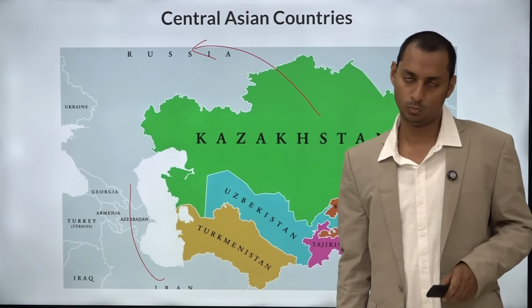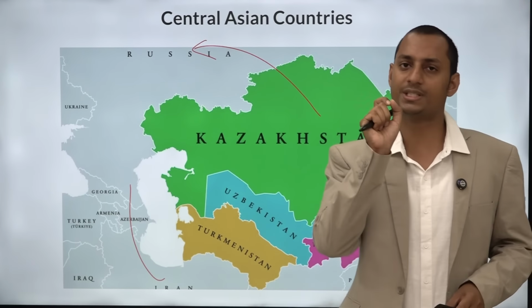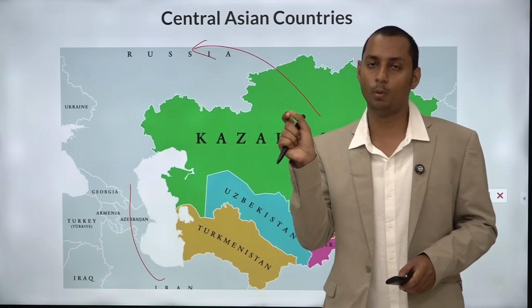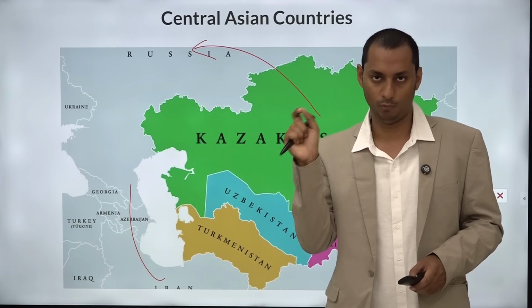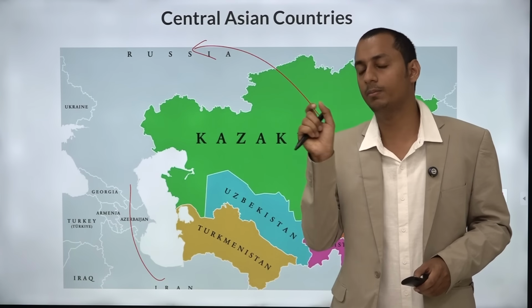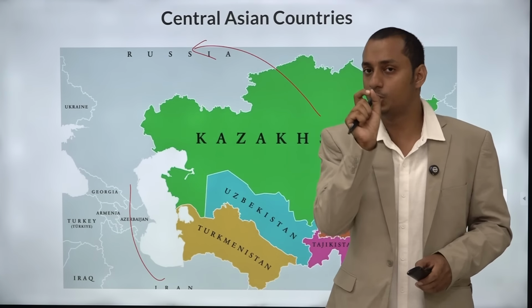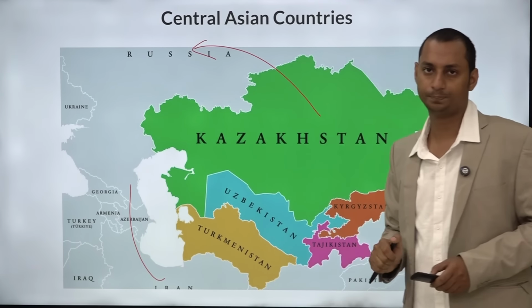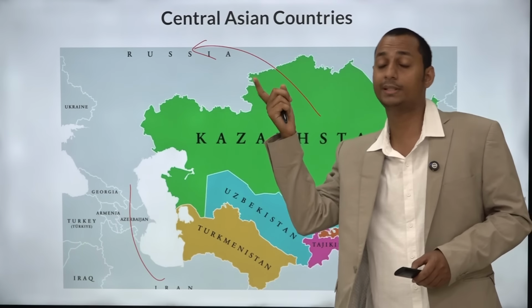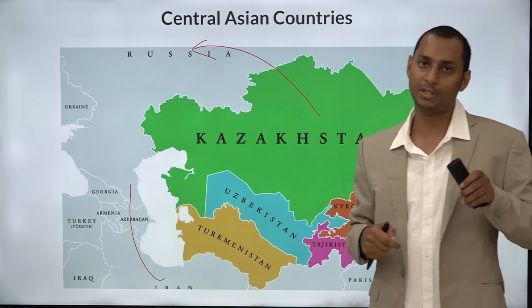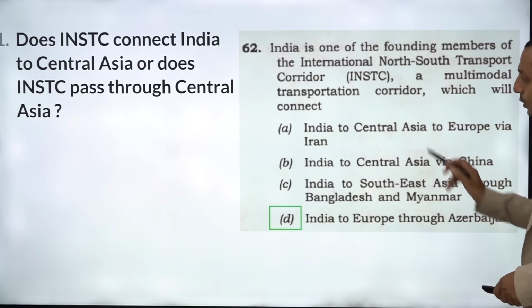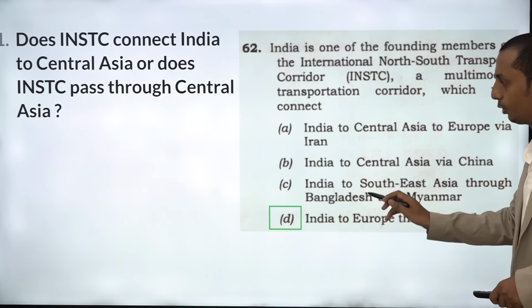So if UPSC had given that it connects India to Central Asia and Europe, it would have been more correct, right? But what did UPSC give? UPSC gave India to Central Asia to Europe. There is no connection between Central Asia and Europe, right? It passes through Russia, then Russia to Europe. So let me tell you, the correct answer for that question is not A, but should be D.